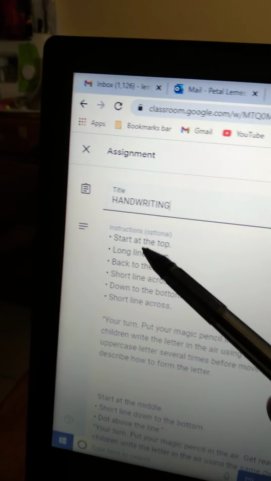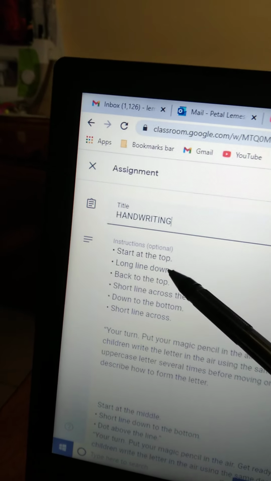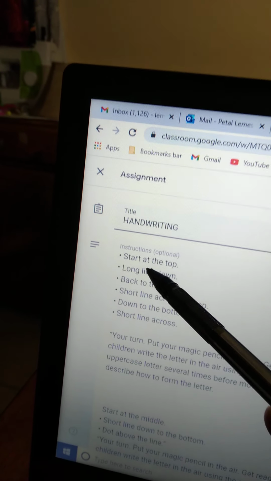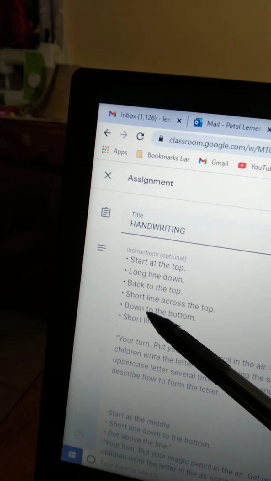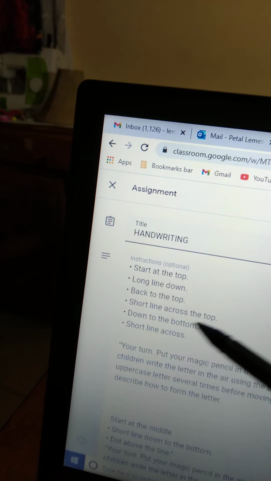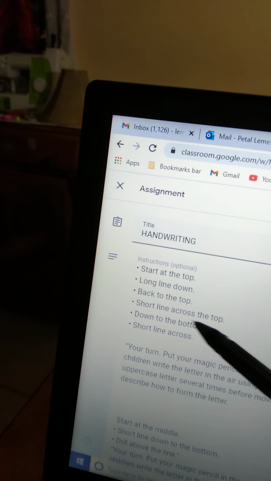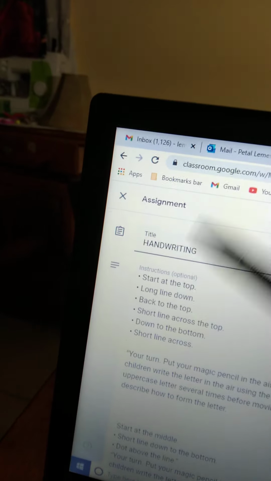So this says start at the top, a long line. So you start at the top, you make a long line down, back to the top, short line across the top, down to the bottom, short line across at the bottom, right?